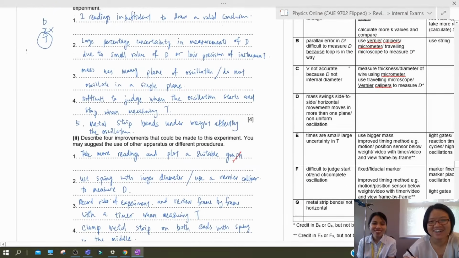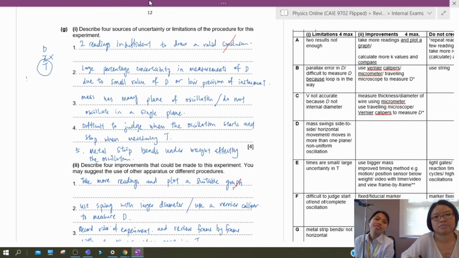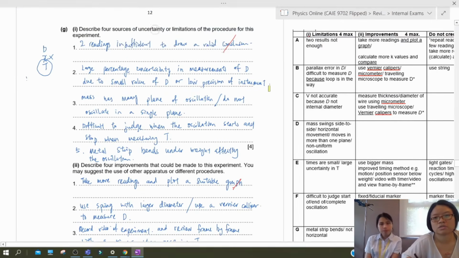Straight away, number 1 is correct. Let's see. Parallax error, indeed. Oh, first time I see parallax error. Yes, but then in your answer you can't get that mark if you didn't mention why. So you must say because the loop is in the way.